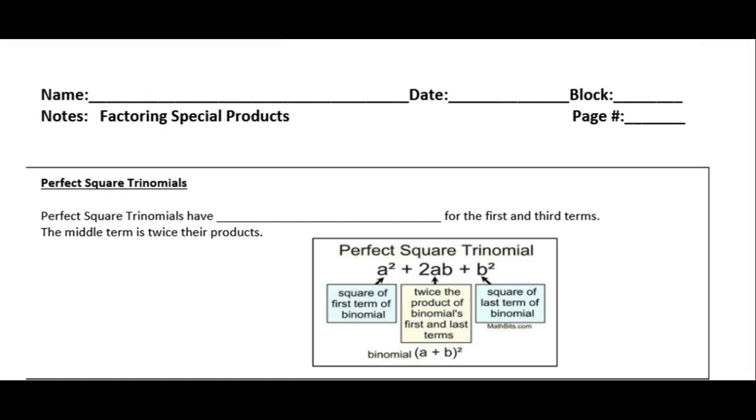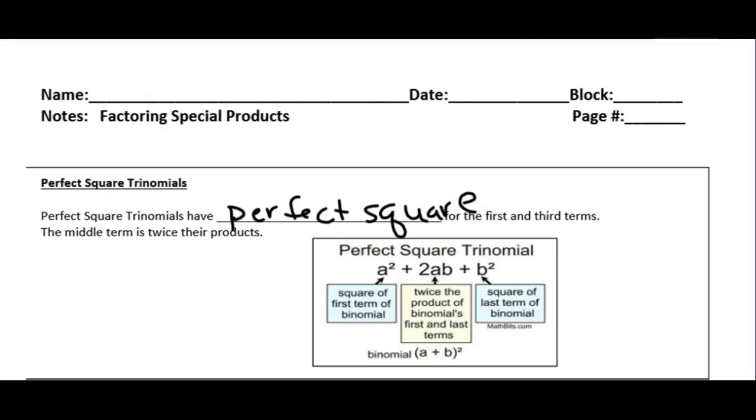Two that we're going to look at: perfect square trinomials and difference of squares. Difference of squares is easier to identify than the perfect square trinomial. So a perfect square trinomial has perfect squares for its first and third terms.